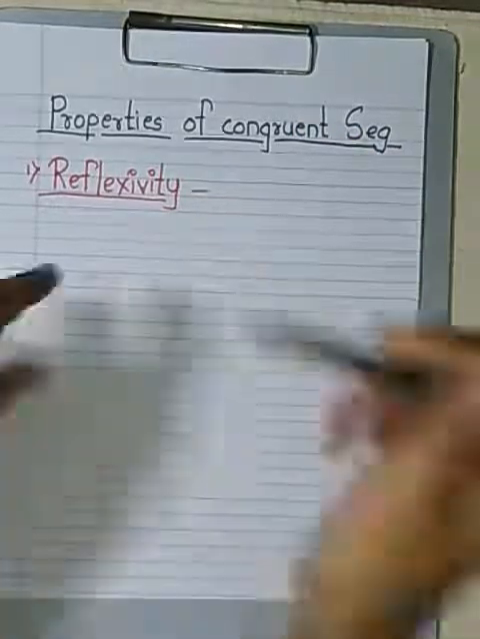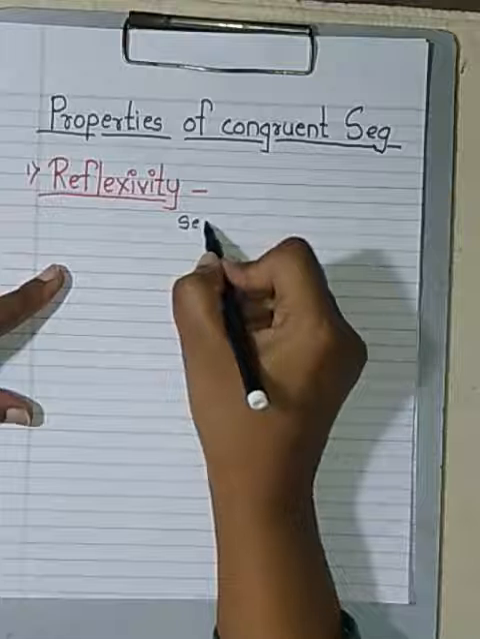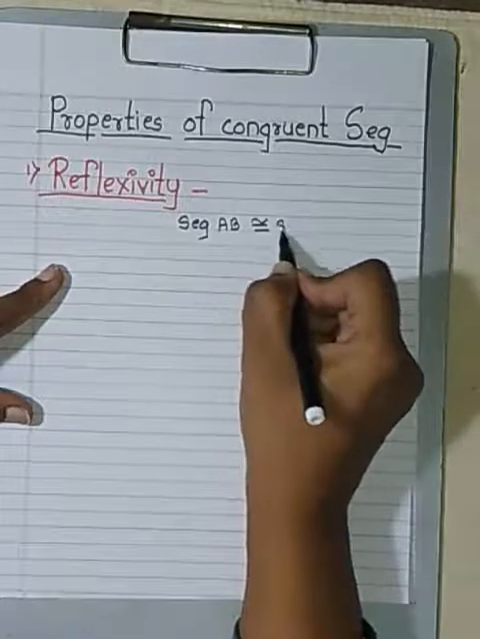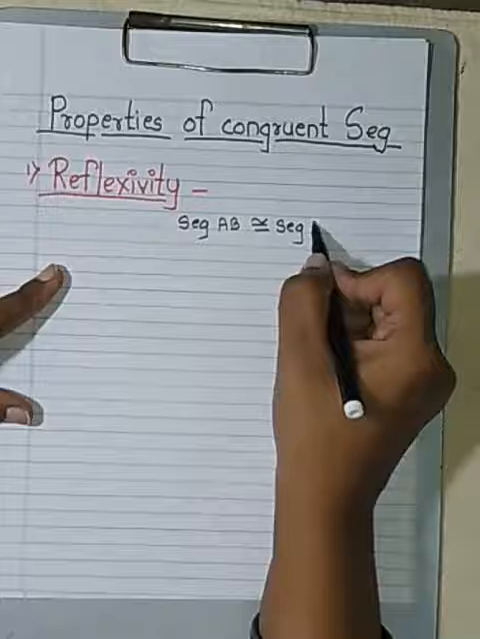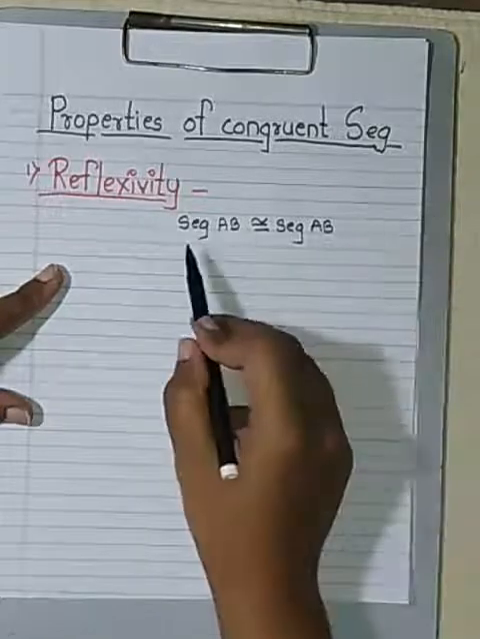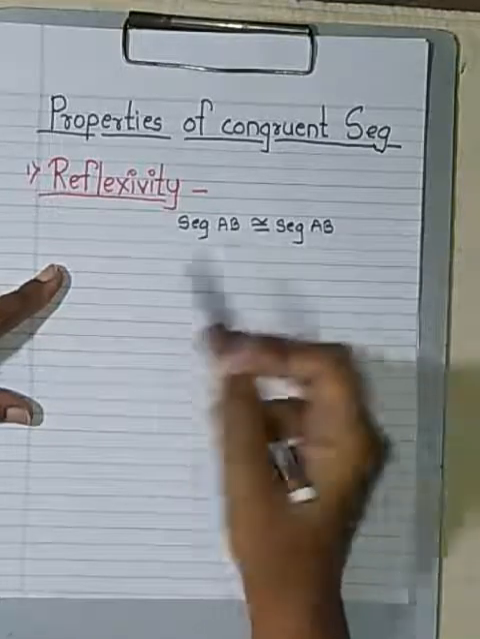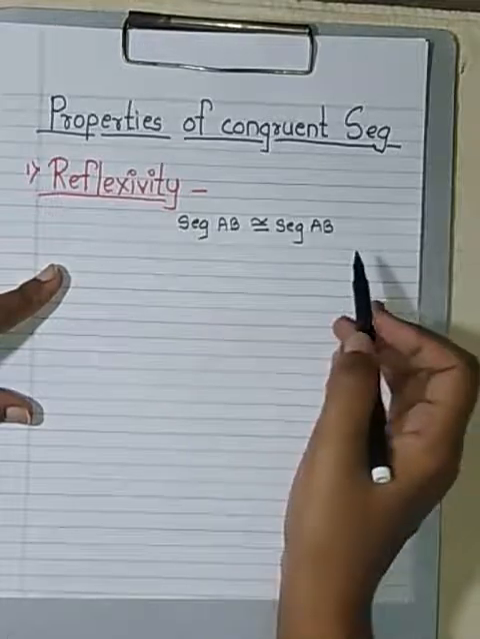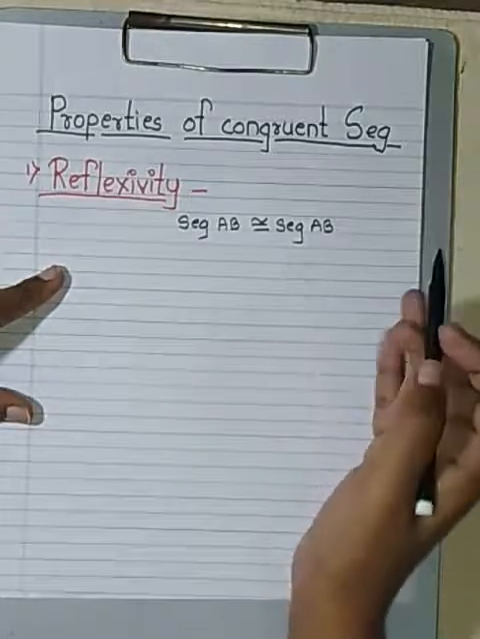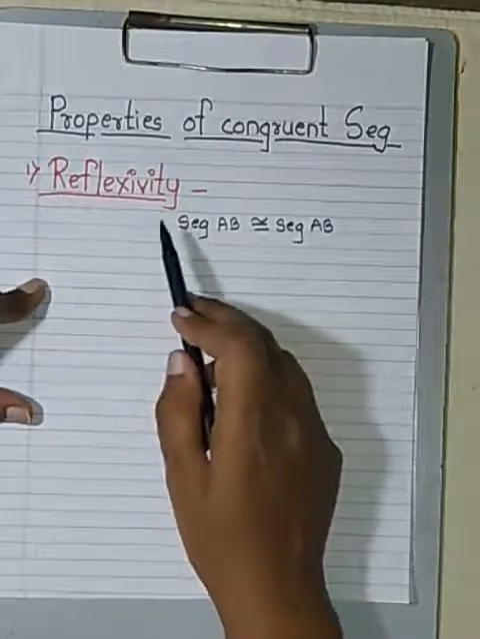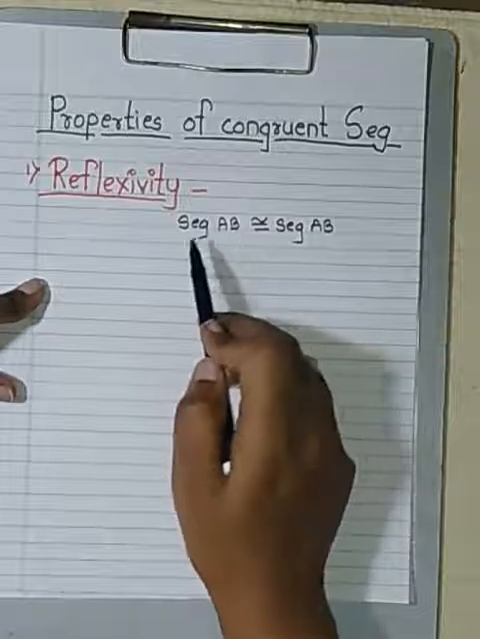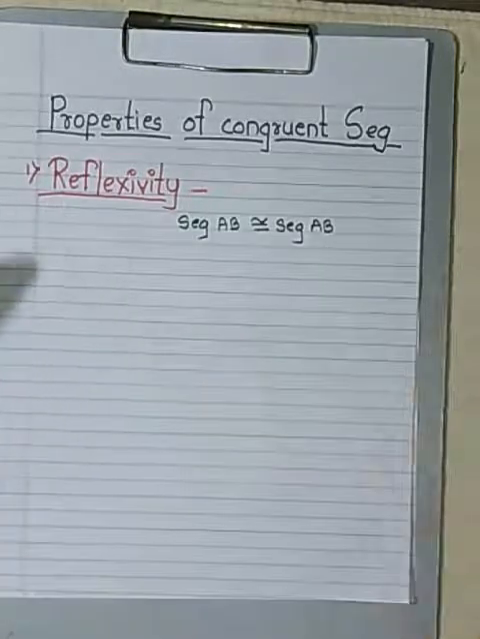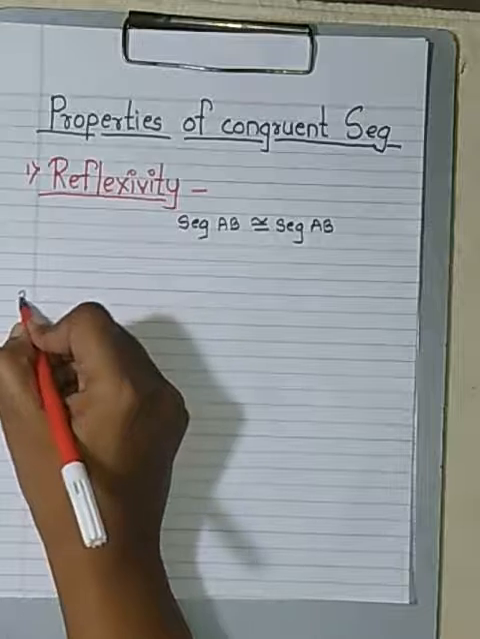I'll write it down here. See, segment AB is congruent to segment AB. It means every segment is congruent to itself. Every triangle is congruent to itself. Every angle is congruent to itself. That is called reflexivity. Here you can clearly see segment AB is congruent to segment AB. Next one is symmetry.